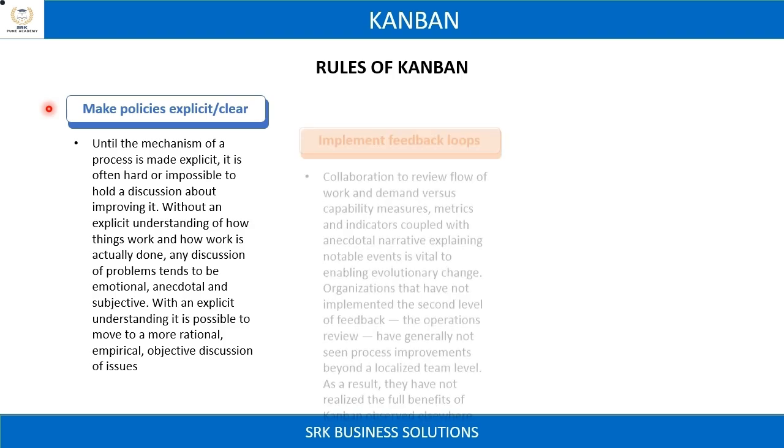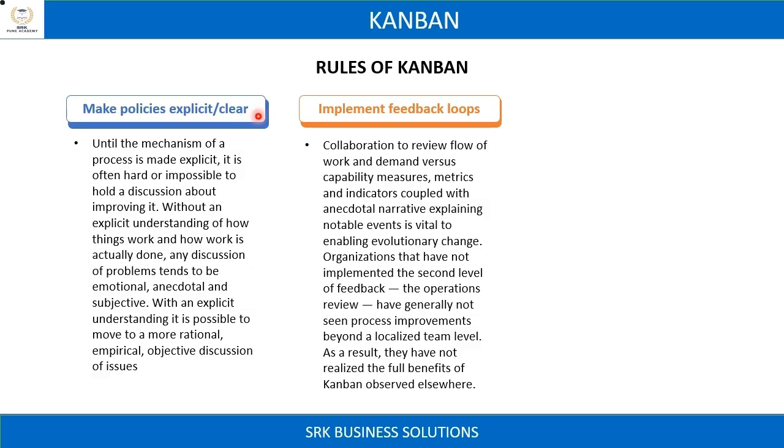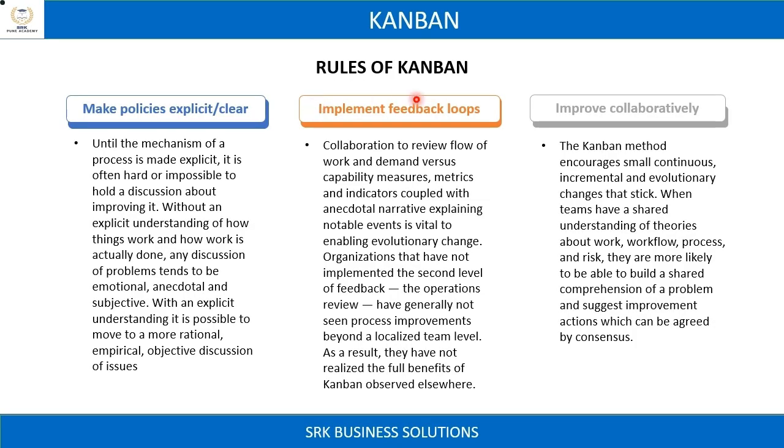Fifth is implement feedback loops. Organizations that have not implemented the second level of feedback, the operations review, have generally not seen process improvements beyond a localized team level. As a result, they have not realized the full benefits of Kanban observed elsewhere. And last is improve collaboratively. When teams have a shared understanding of theories about work, workflow, process, and risk, they're more likely to be able to build a shared comprehension of a problem and suggest improvement actions which can be agreed by consensus.